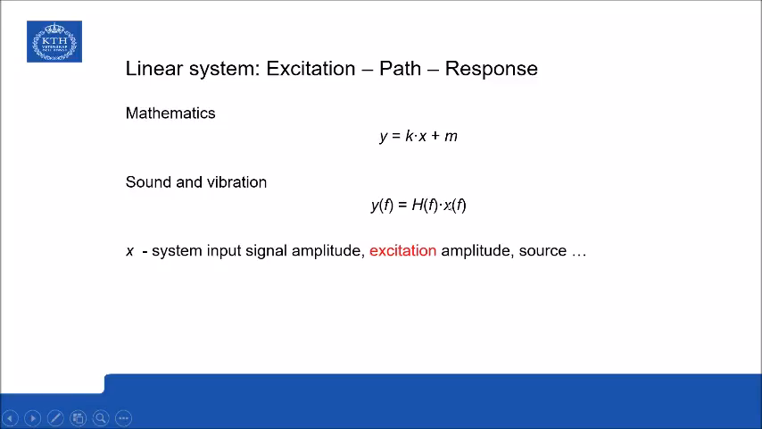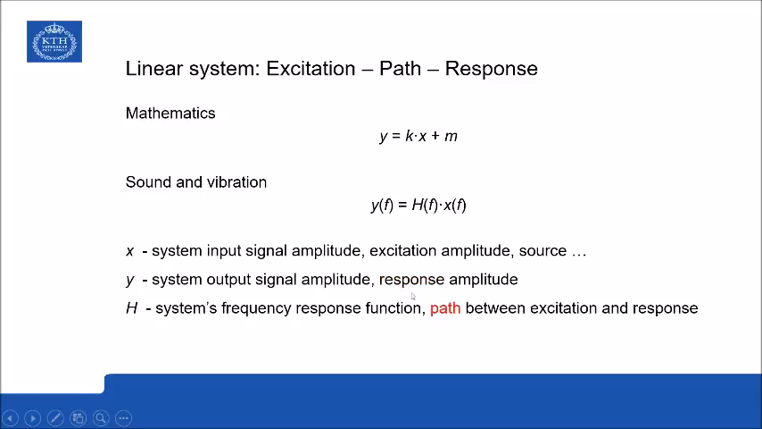So in our case here, x is the system input signal amplitude, the excitation amplitude, or the source amplitude. Whereas y here is the system output signal amplitude at frequency f, which is the same as the response amplitude. And the proportionality constant, h, is what we know as the frequency response function of the system. That describes the path between the excitation and the response. And as we can see here, this is frequency dependent.